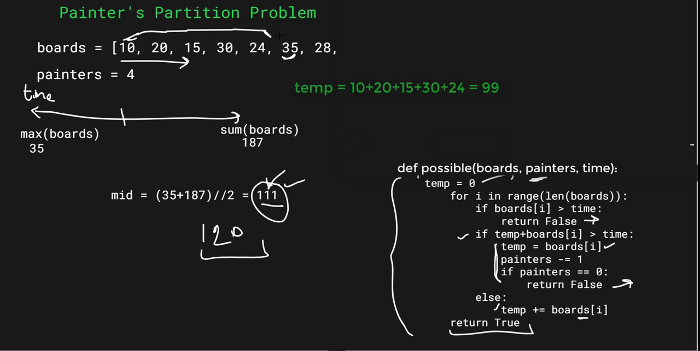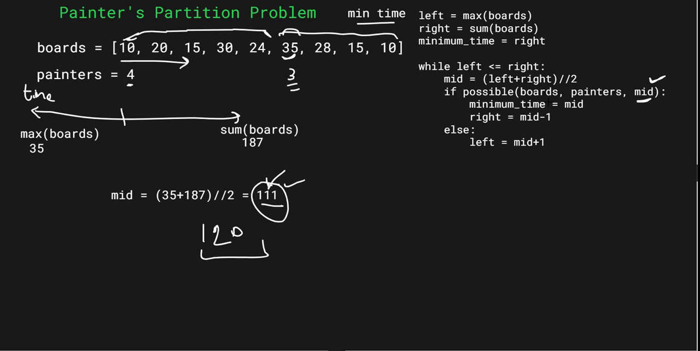We will assign a new painter for this. So we will make this temp variable equal to 35, because till now this painter has only one task, and the number of painters is decreased. Initially we passed the number of painters as 4. Now the number of painters becomes 3. Then again the same procedure will be repeated. To 35 we will add 28, and still the value is less than 111. So only 2 painters will be required and we will be returning true in this case. So it returned true for it.